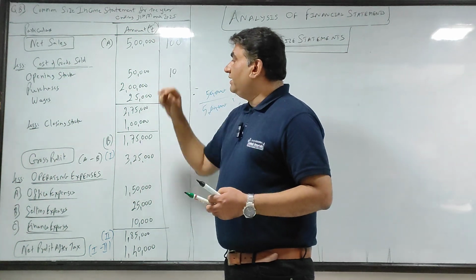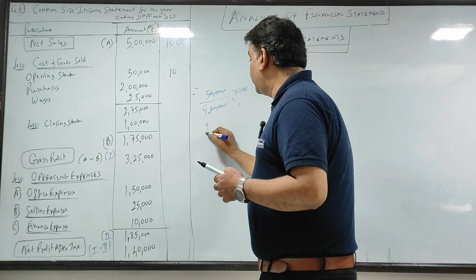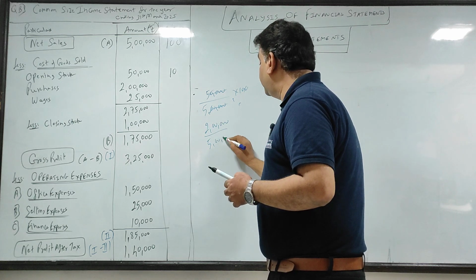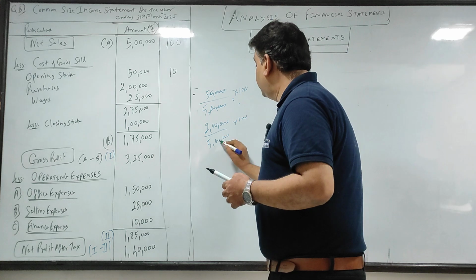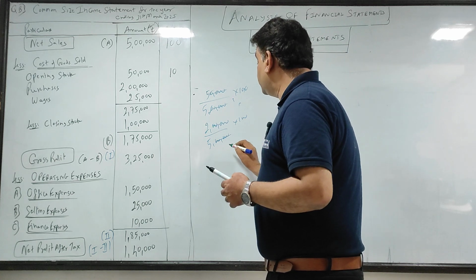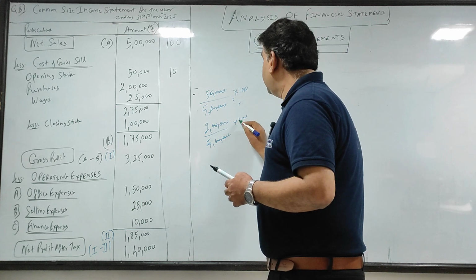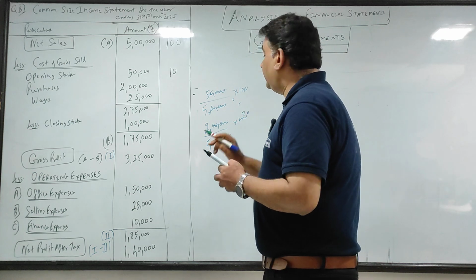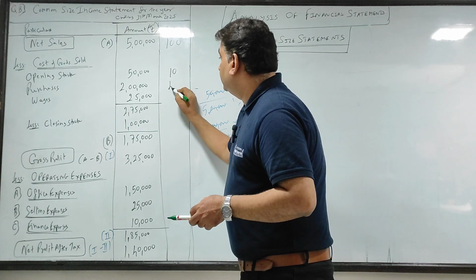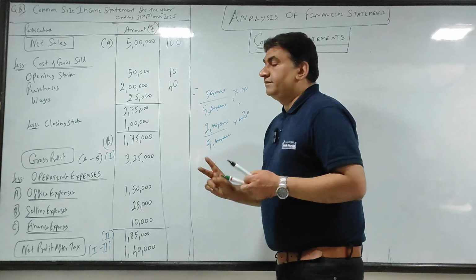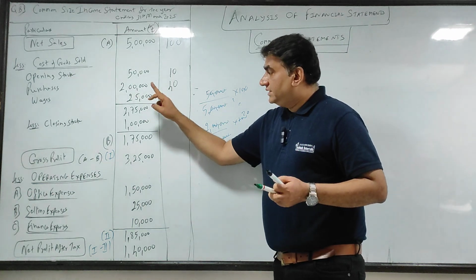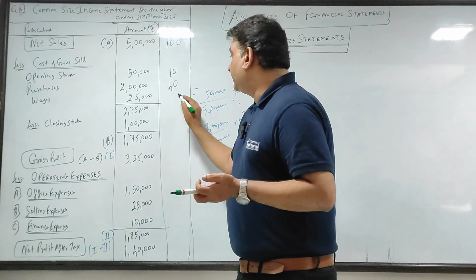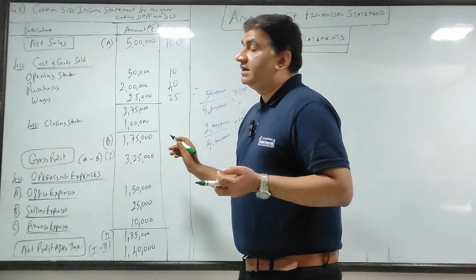2 lakh divided by 50,000 into 100. 2 lakh divided by 5 lakh into 100. 5 zeros gone, 5 zeros gone. 5 ones are 5, 5 into 20, 22s are 40. Got it? Next, 25,000 divided by 5 lakh into 100. 5 5s are 25.